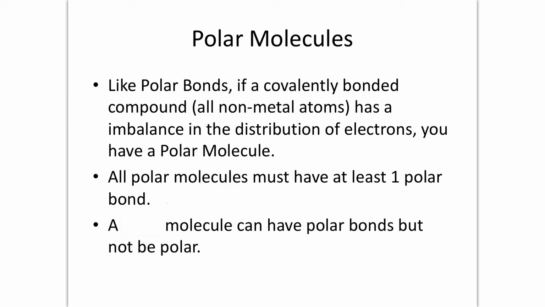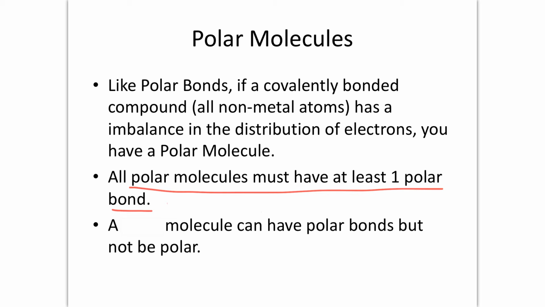Like polar bonds, polar molecules have an electron density shift from one side of the molecule to the other. In order to get that, you must have a polar bond. If you do not have a polar bond in your molecule, there is no way you can get a polar molecule. You need to have at least one polar bond. However, you can have a molecule that has polar bonds but is not polar.